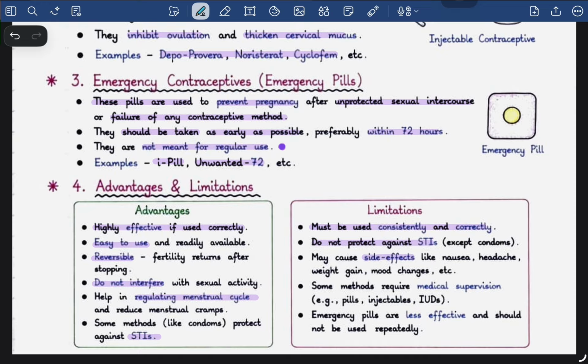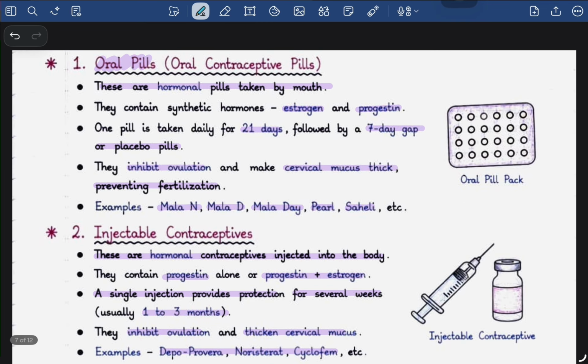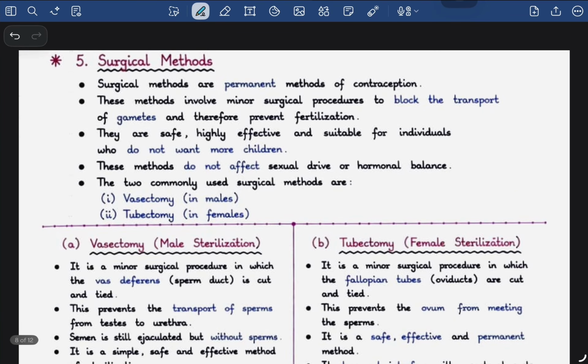They may cause side effects like nausea, headache, weight gain, and mood changes. Some methods require medical supervision. Emergency pills are less effective and should not be used repeatedly. I have told you just now that it shouldn't be used regularly because it can cause some complications in case of the female body. The next method is a surgical method.